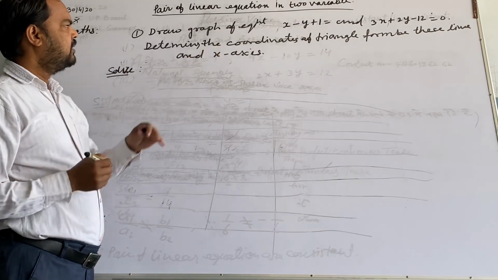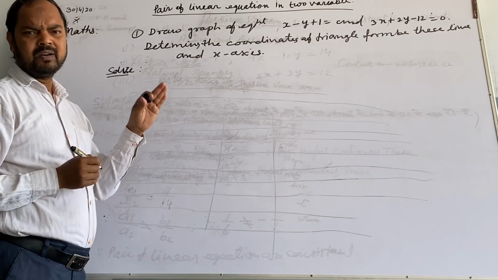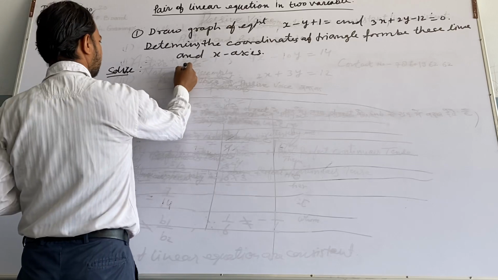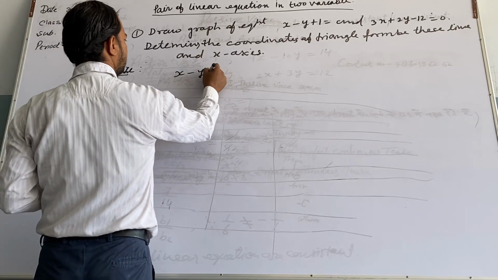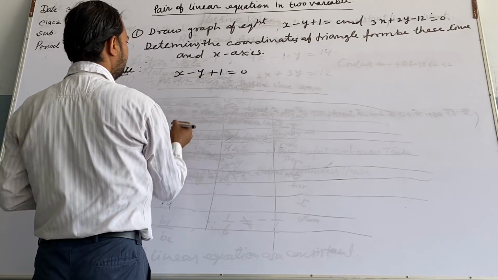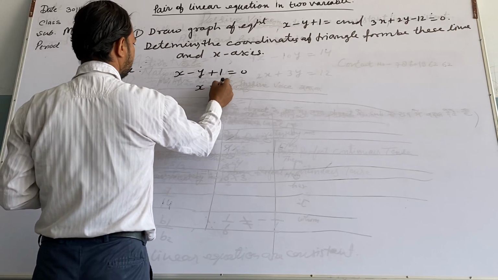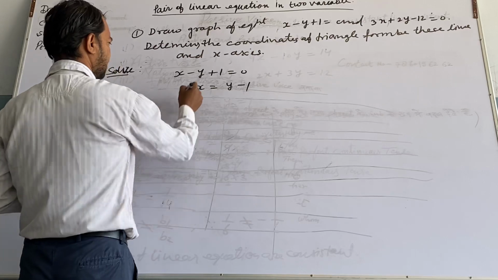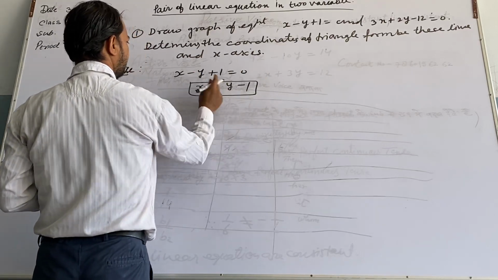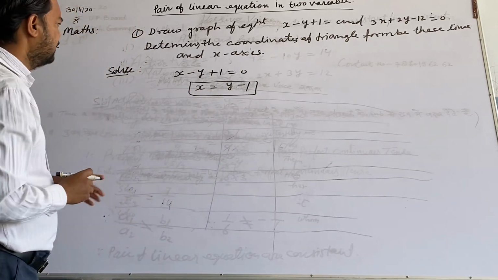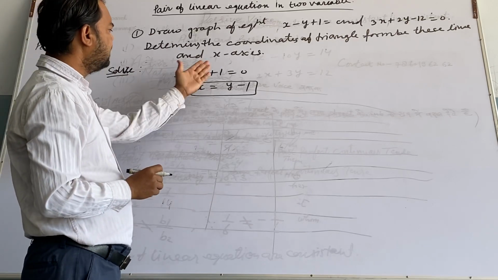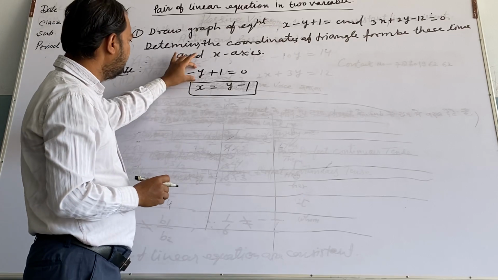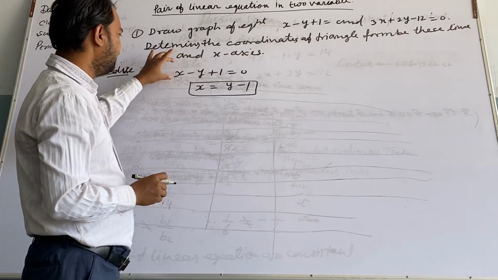in the previous class, how did we do it? First of all, we try to find two solutions of every equation. So, taking the equation x minus y plus 1 equal to 0, we can write it also like this: x equal to y minus 1. Now, putting different values of y in this, you can get x. Without transferring, you can put any value of x and y, whichever you find easy.